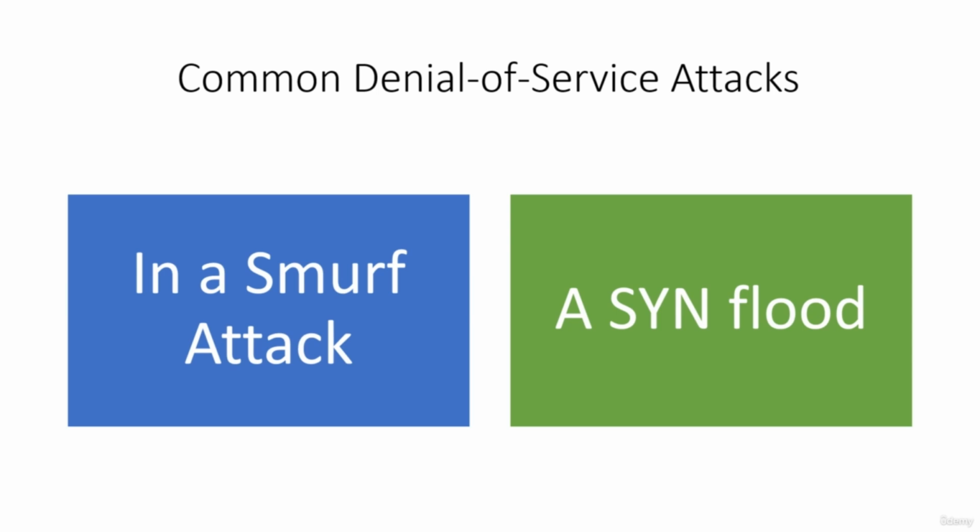So the first one is a smurf attack. The attacker sends an Internet Control Message Protocol broadcast packet to a number of hosts within a spoofed source network, using IP addresses that belong to the target machine. The recipients of this spoofed packet will then respond, and the target host will be flooded with these responses.